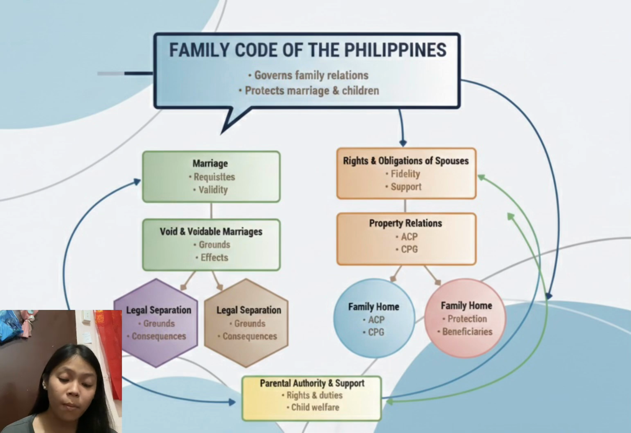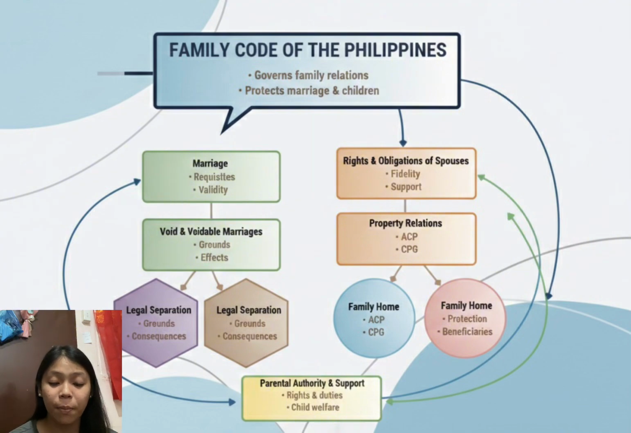Next is voidable marriages, which are valid until annulled by court order. Grounds include lack of parental consent, for example for minors 18 to 21 years old, fraud, force or intimidation, physical incapacity, or a sexually transmissible disease at the time of marriage. Effects revert the parties to their pre-marriage status once annulled.